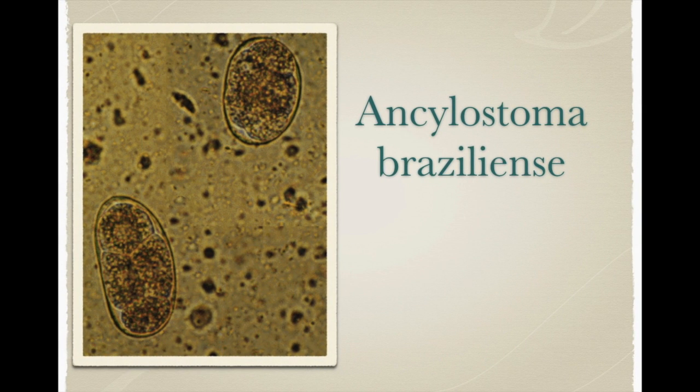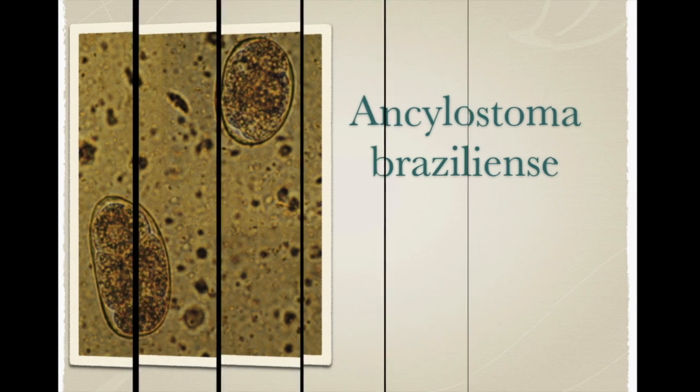And the next one is Ancylostoma braziliense, which is the common hookworm for dogs and cats. This one causes anemia in both of them as well. It can migrate extensively through the skin, and the prepatent period for this one is 3 to 4 weeks.